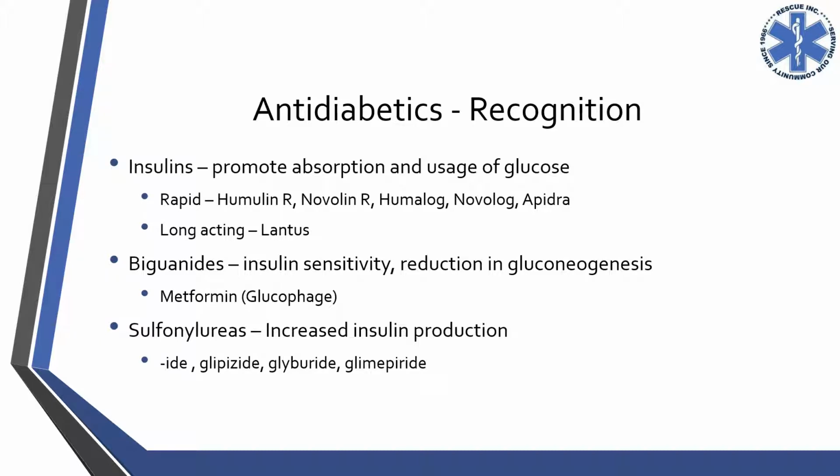And then there's our sulfonylureas. They increase insulin production. So these are things like glipizide, glyburide, glimepiride. The last ending is IDE. They increase insulin production to be used.